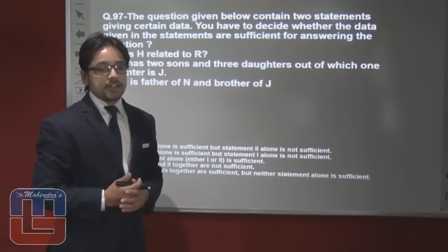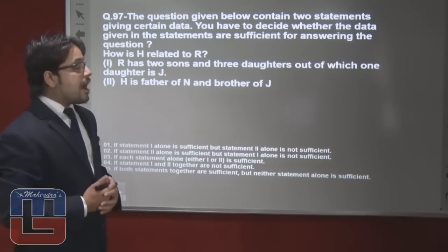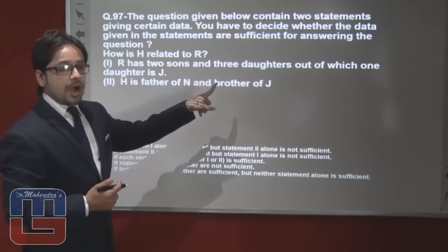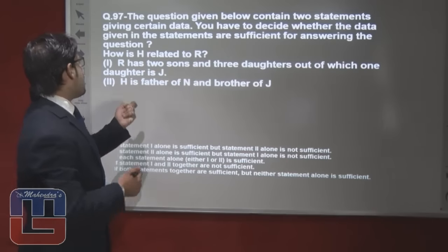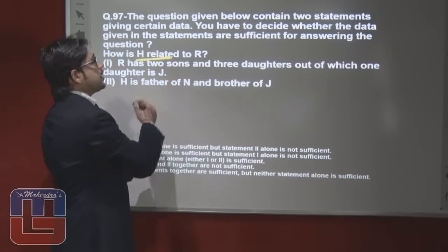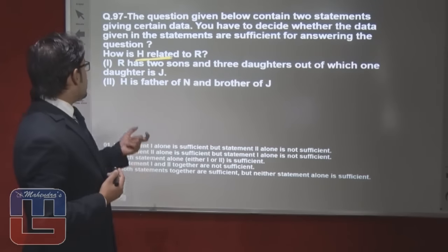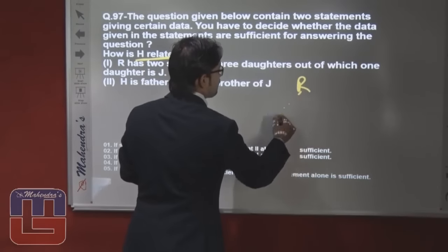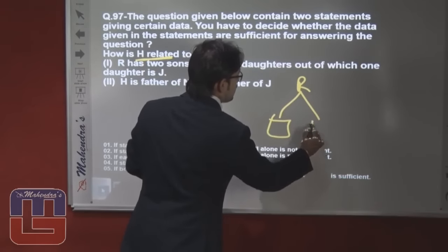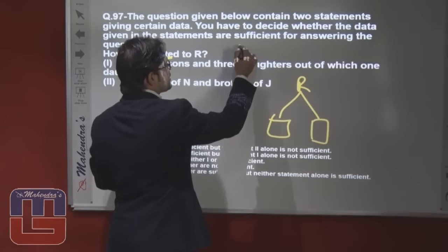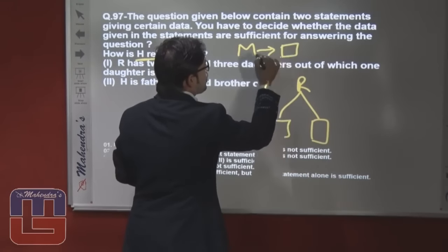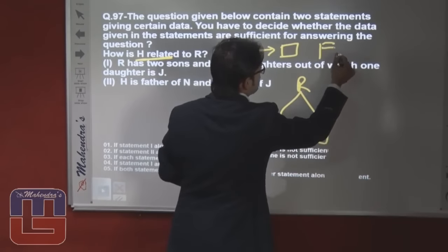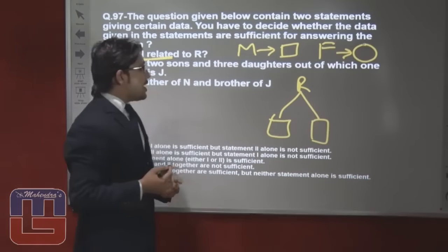This is a question of blood relation. In this, the examiner wants to know how H is related to R. In the first statement, it is mentioned that R has 2 sons. If a male member is there, we have to write a square box. If any female is there, then we have to write a circle.